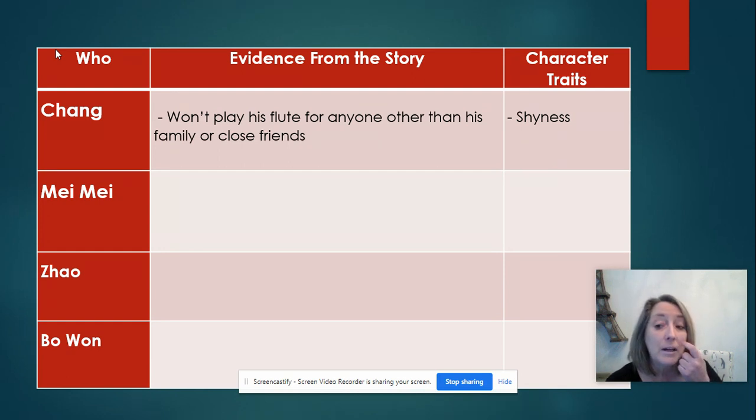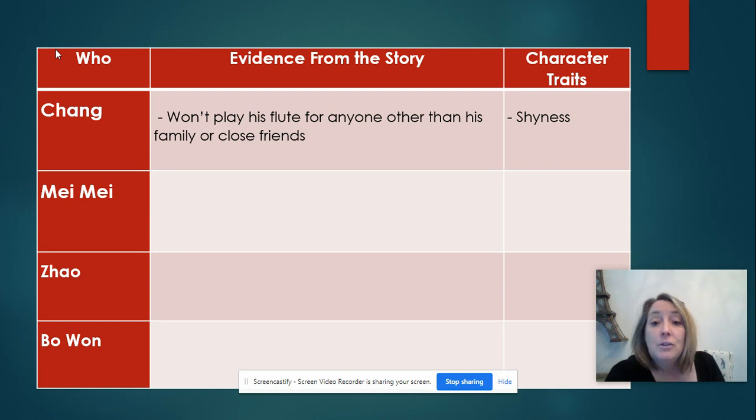As a reminder, character traits are typically one-word adjectives that describe a person's behavior. So he behaved with loyalty, or she behaved with kindness. It doesn't have to be something positive. It could also be a negative about someone's personality or how they're behaving. In this chart, I showed you an example of shyness. Chang demonstrates shyness when he decides that he's not going to play his flute for anyone other than his family or close friends.